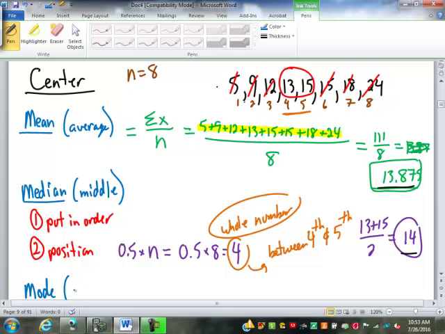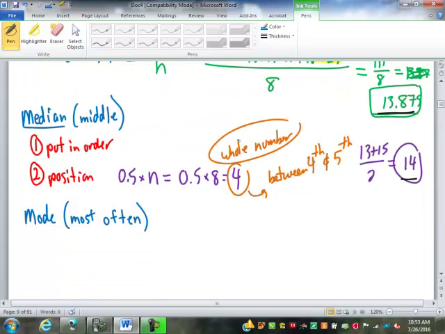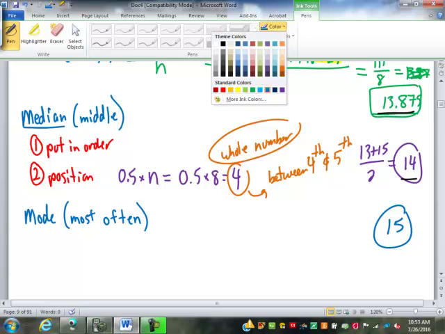The mode is the number that appears most often, the most common number. Now in this set of data, there's only one number that appears more than once, so the mode would be 15, right? It's the only one that appears more than once. Relatively close to the others, but a little bit further away. The mode is commonly thought to be the least reliable of our measures of center. The mean and median are the most reliable.